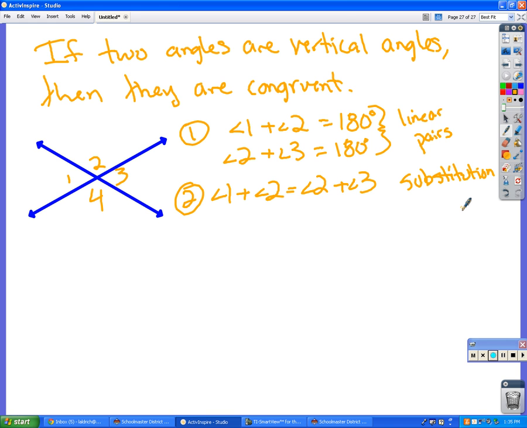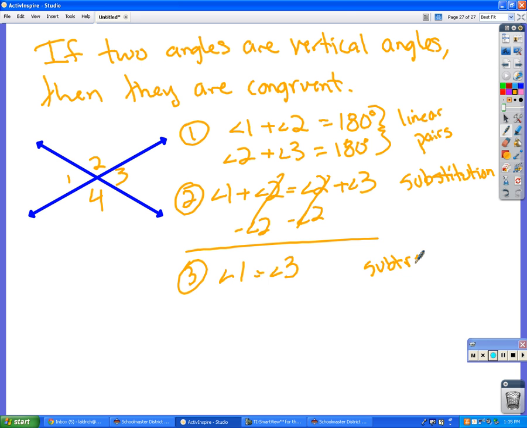All right. Now, since I have angle 2 on both sides, what can I do? Cancel them out. Yes, and the way that I cancel something out is essentially by subtracting it from both sides. So that tells me now that angle 1 is equal to angle 3, and that was by subtraction. And look what I have ended up with. What kind of angles are angle 1 and angle 3?